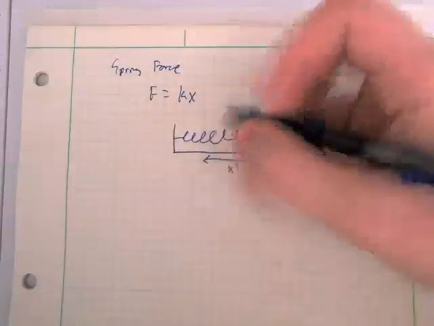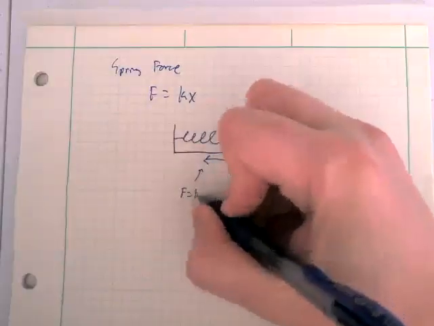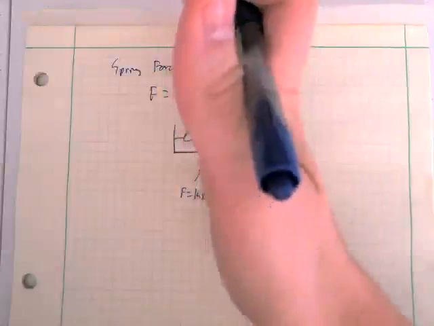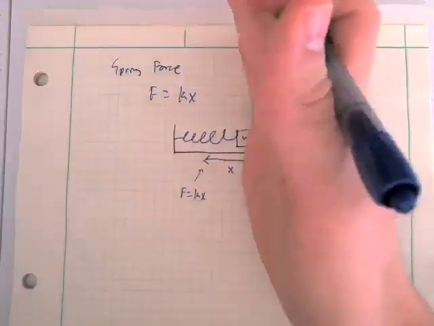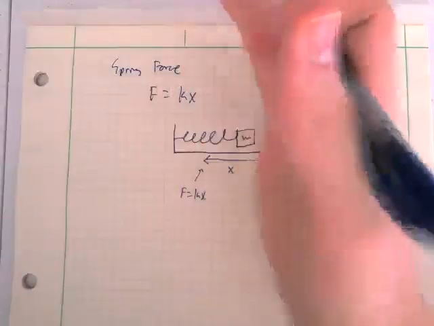When I push it in at this point here, the magnitude of the force equals kx, right? And then as it keeps pushing it out, the force gets weaker and weaker and weaker, right? As this spring keeps pushing the block out.